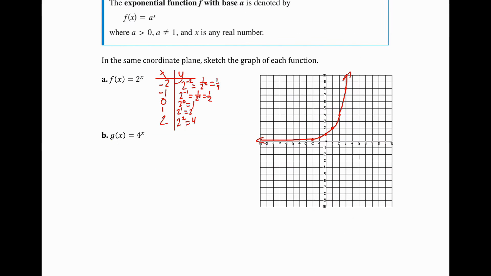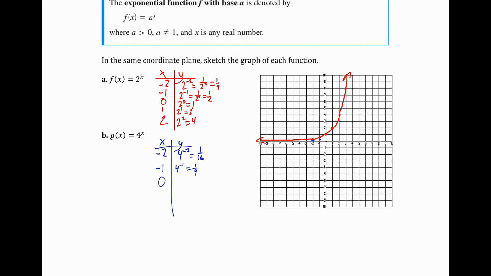Now for g of x, 4 to the x, let me switch colors here. Make an x and y chart again. We'll do -2 first so we have a little bit more room. We got 4 to the -2. Following the same pattern, it's 1 over 4 squared, which is 1 over 16. So that's really small. 1/16 is even lower than that point, so if you can draw it a little lower than that point there. Let's see, -1 is 4 to the negative first, which is 1/4. So that's half as high as the other point that we had there on the red graph.